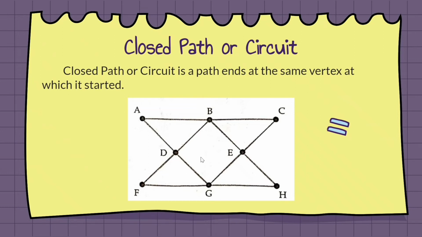So we have the path also A to D to F to G to E to H. This is not a circuit, as the path ends at a different vertex than the one it started. We started at A and we ended at H. So this is not a closed path or circuit. Okay.